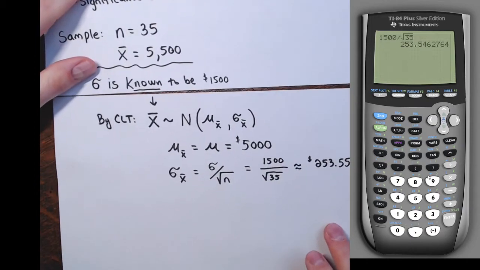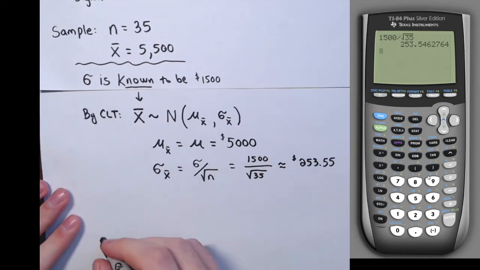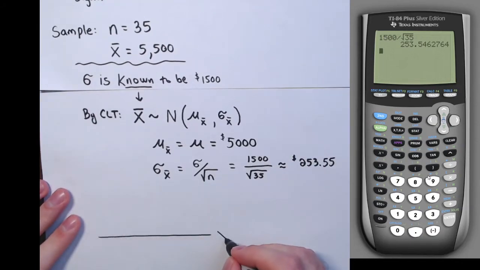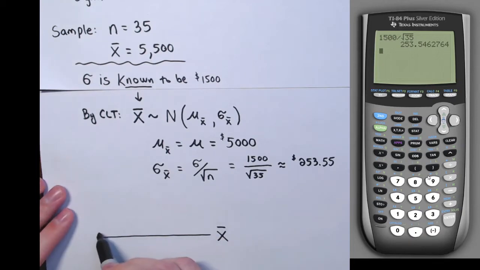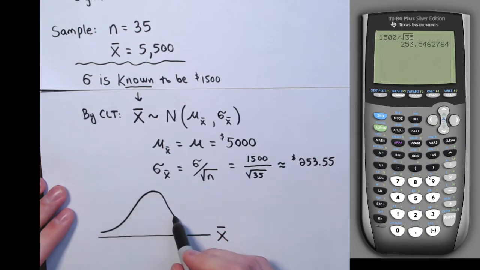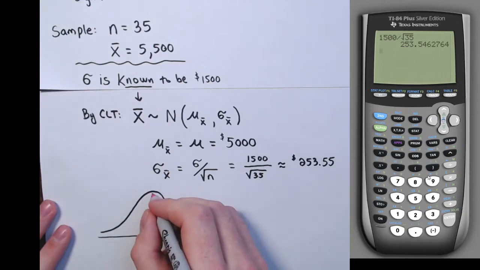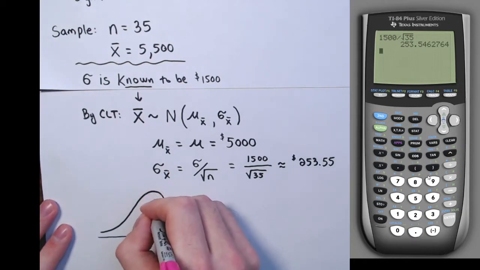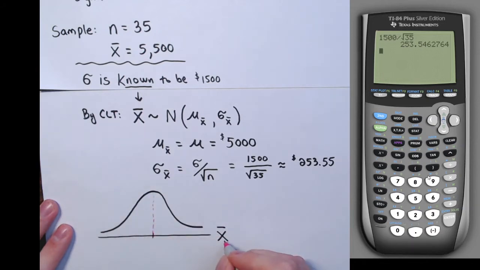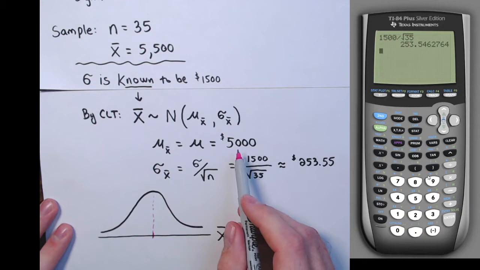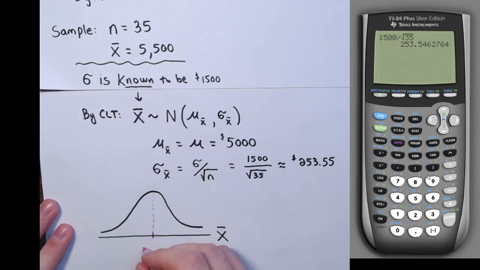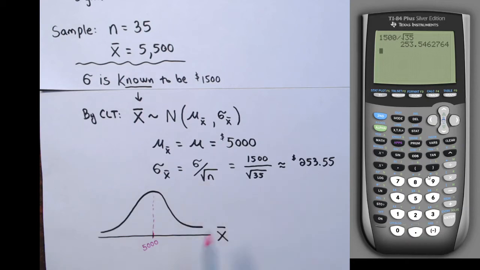Okay, and I'll draw a little picture. A picture of this distribution of the sample means. I have a number line here representing all possible values of the sample means for samples of size 35. It's a normal distribution, or approximately normal, so I have a symmetrical bell-shaped curve above this density curve. Then underneath the peak, on the number line, is the mean value of these x bars, which we are assuming from the null hypothesis is $5,000. So put 5,000 there. And then again, our standard deviation, about $253.55.